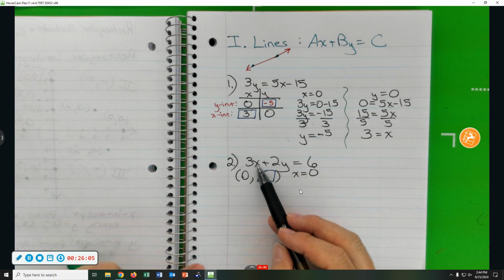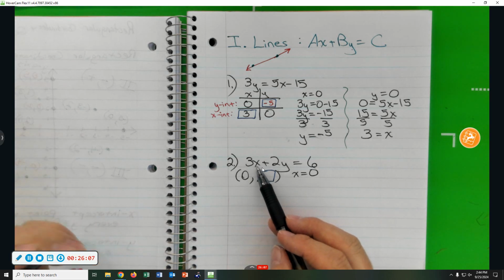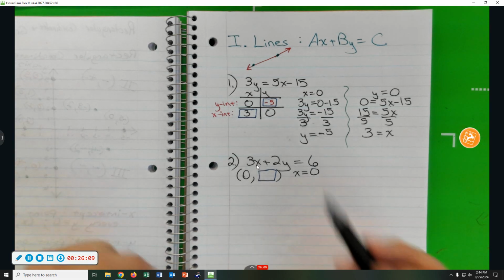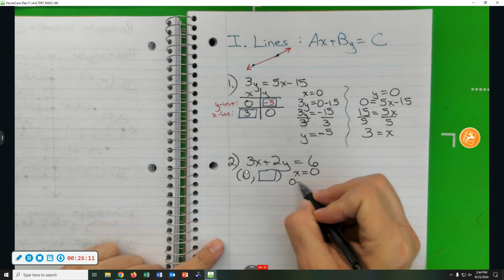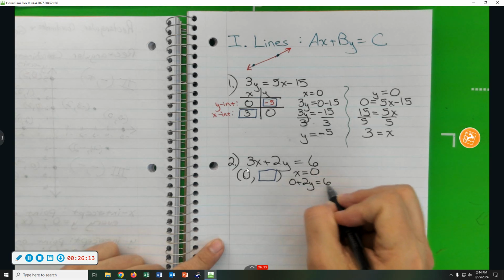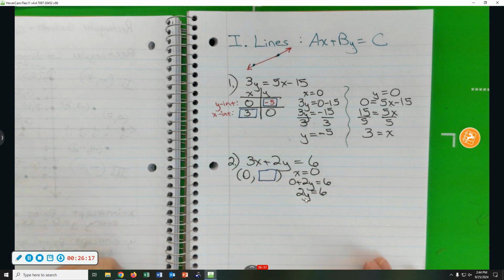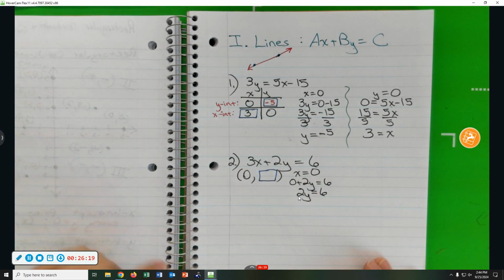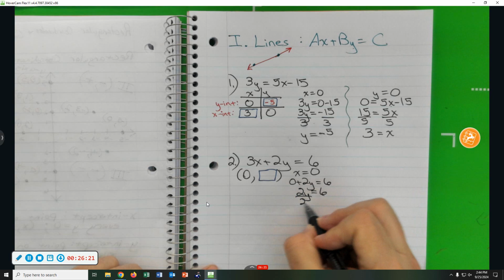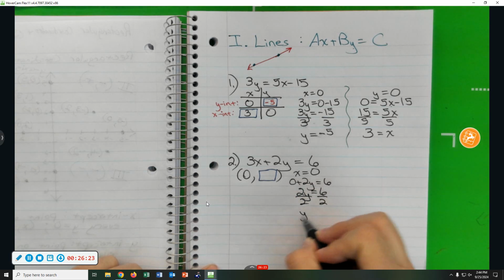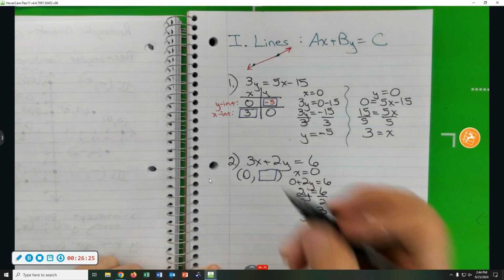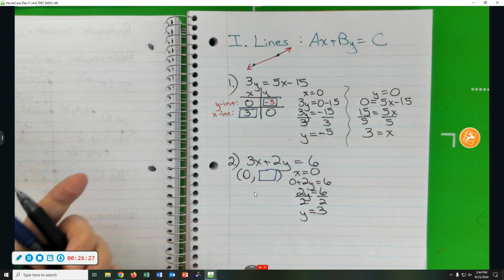Three times 0, it's not 30. What is it? 0 plus 2y equals 6. That means 2y is equal to 6. And then divide by 2 to give me y equals 3. So I found my first ordered pair.